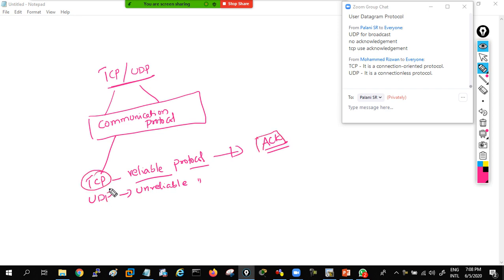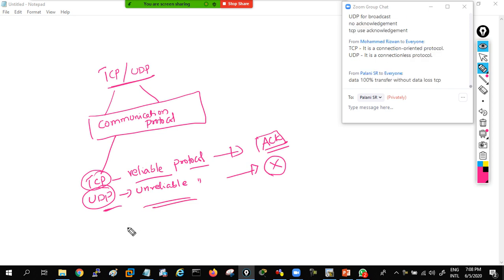That is TCP. But if you use the UDP protocol, once you send the information to the destination, you will not get any acknowledgement. Whether it is received or not doesn't matter. It sends it to the destination, that's it. If you are using UDP, there is no reliability. Also, TCP is a slow protocol, but UDP is very fast.